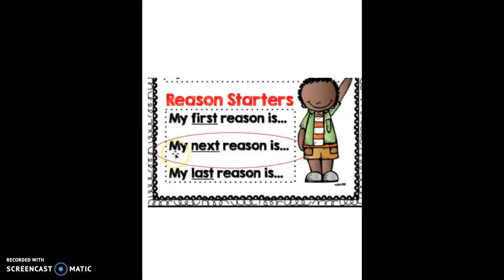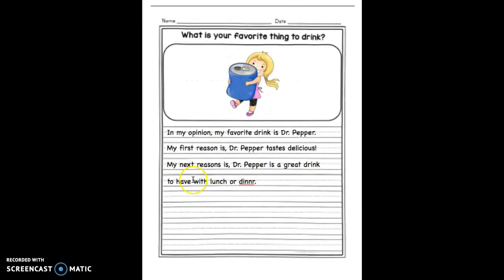Now I need to write my next reason starter. My next reason is Dr. Pepper is a great drink to have with lunch or dinner. That doesn't look right. Dinner. I think that's ER. And look at all my magic words.